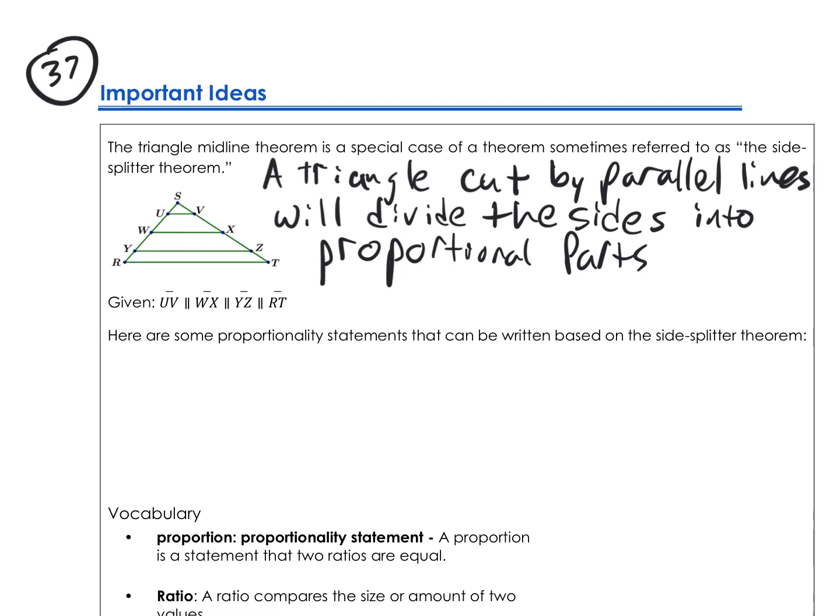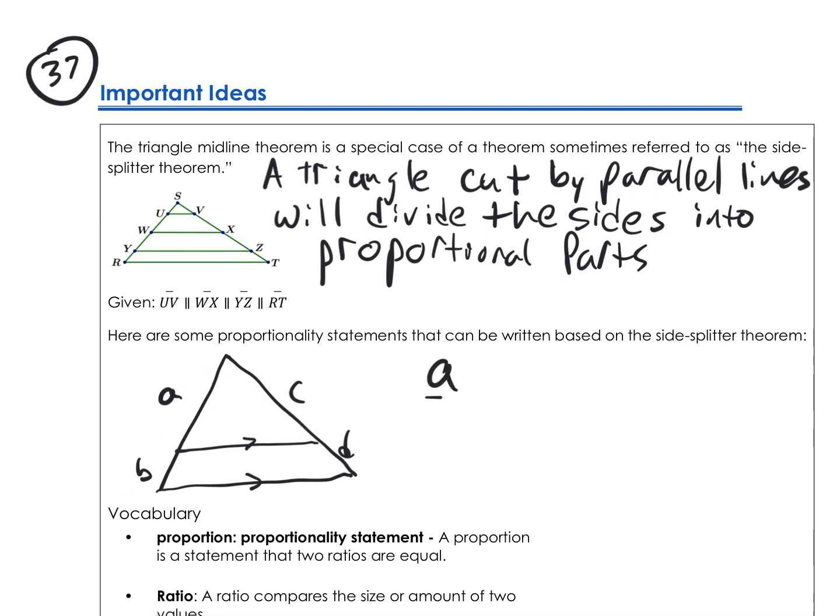So the big idea, once again, let's draw a picture of it real quickly if you didn't get this the other day. If we have these parallel lines, A over B equals C over D. So if these little pieces are the lengths, then A over B equals C over D. And this is called the side splitter theorem. All right? Well, let's try a couple out here, see what you can come up with.